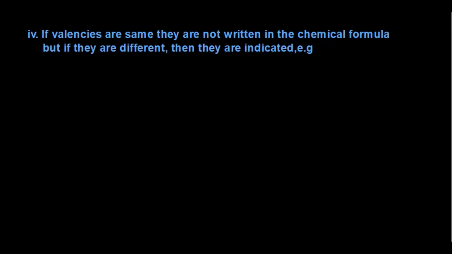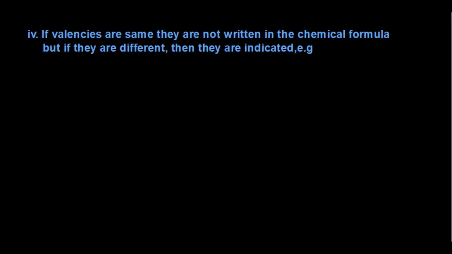Now after crossing their valencies, sodium chloride is written as NaCl, while calcium chloride is written as CaCl2, while calcium oxide is written as CaO.